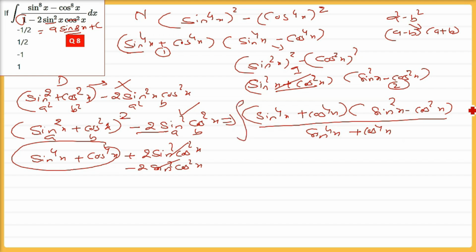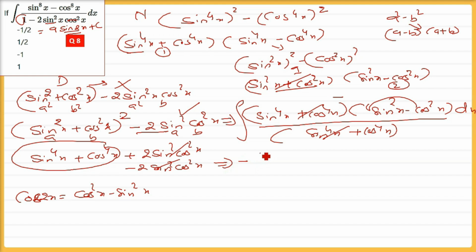Fortunately, the numerator and denominator have the same expression which you can cancel. So we just have to deal with sine square x minus cos square x. But incidentally, cos square x minus sine square x is cos 2x. Let me write it here. Cos 2x is cos square x minus sine square x. The only difference is the positions of sine square x and cos square x, that we can change after taking the negative outside.